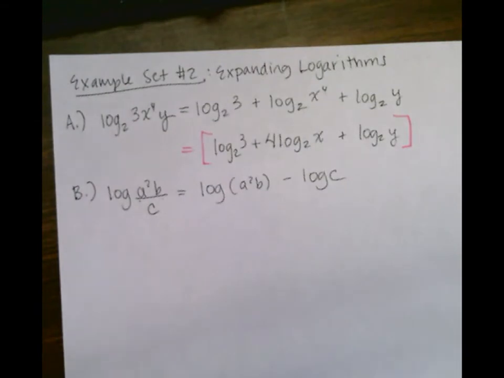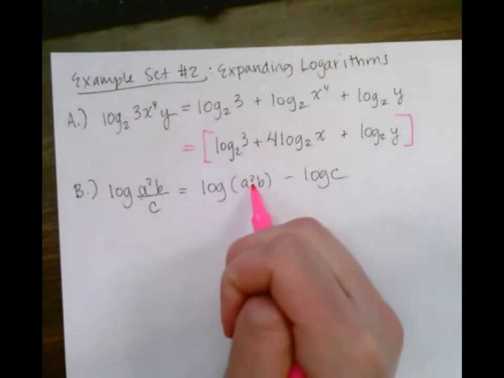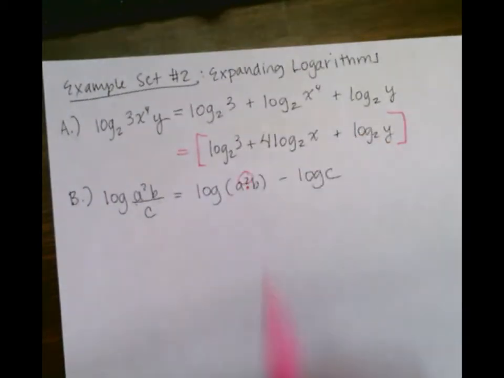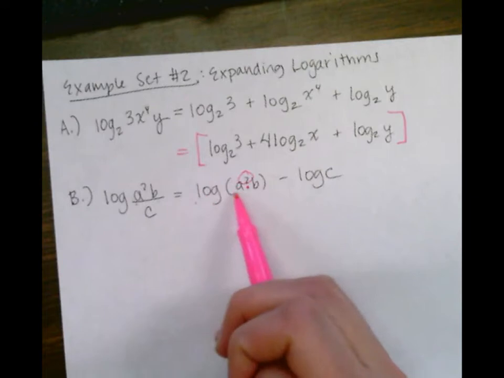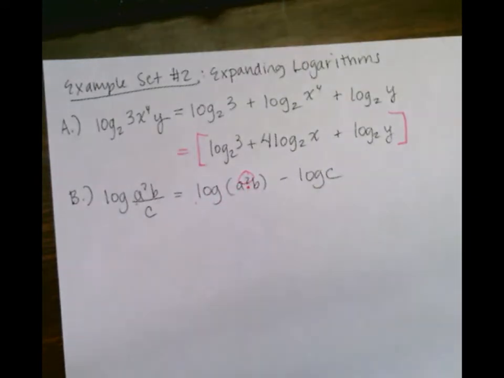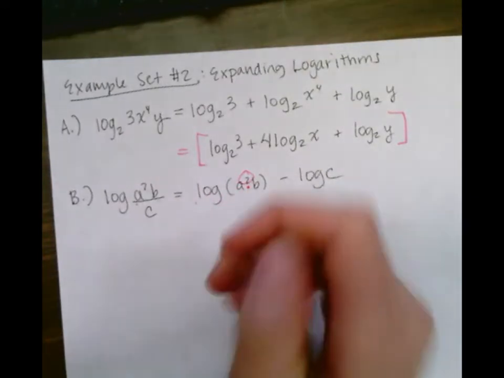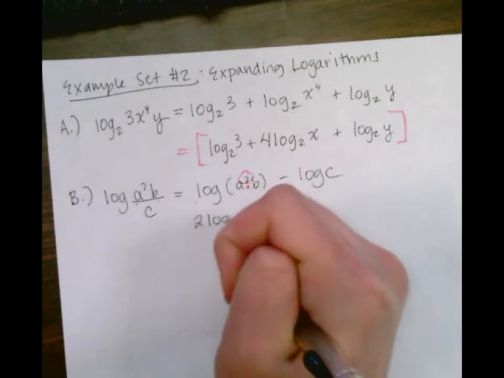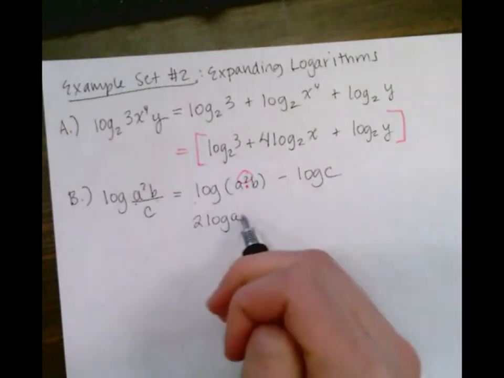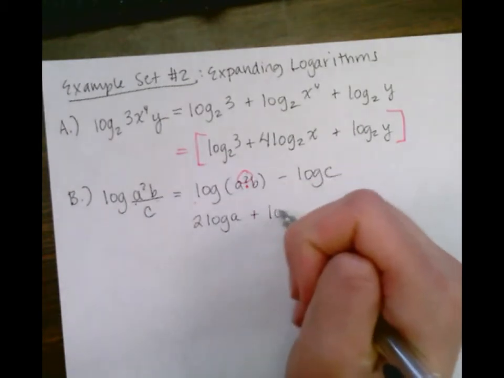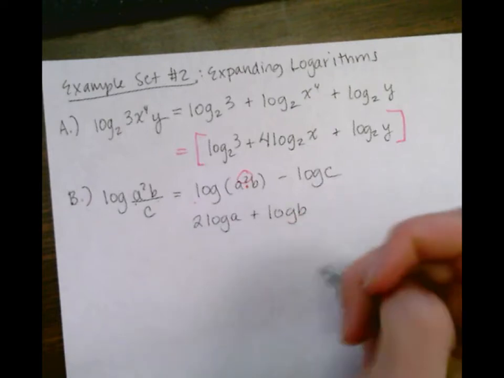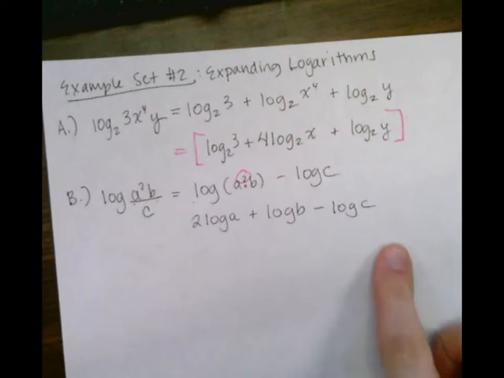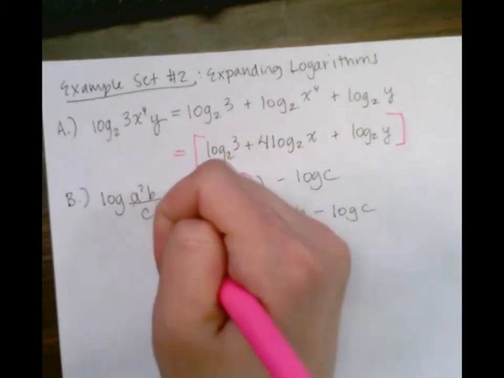And from here, I can still do more because this is multiplication, and I also have an exponent. So I know my exponent can come out front of my log, and I'm also going to pull apart the product of a and b, doing those 2 steps in one. So the 2 is going to come out front of log a, because it was the exponent of a, plus log b. And then I still need to bring down that minus log c. So this would be the complete expanded form here.